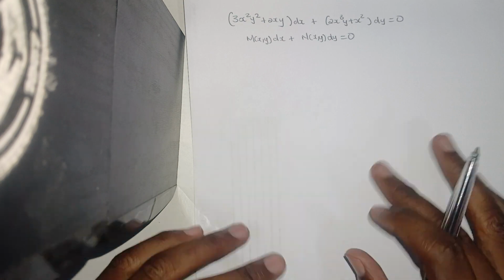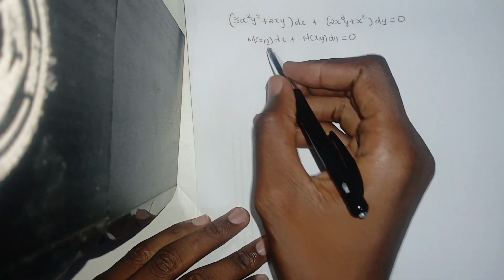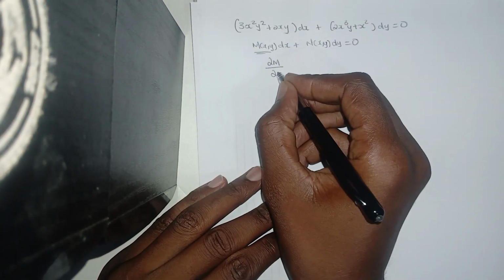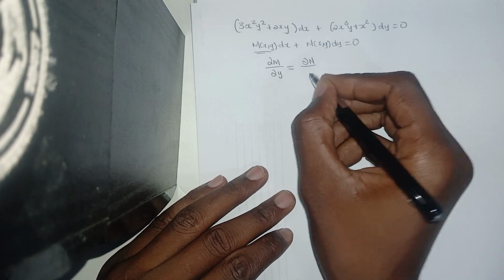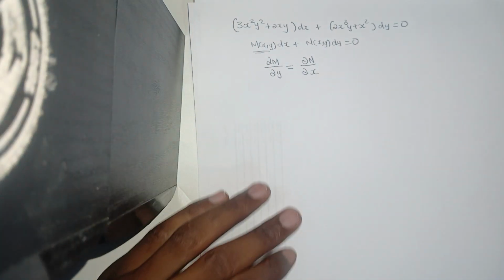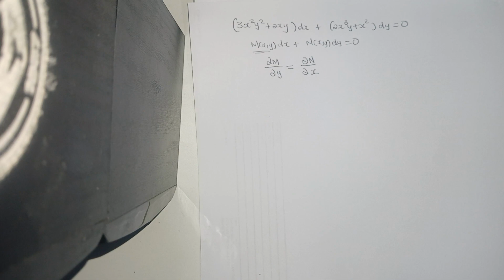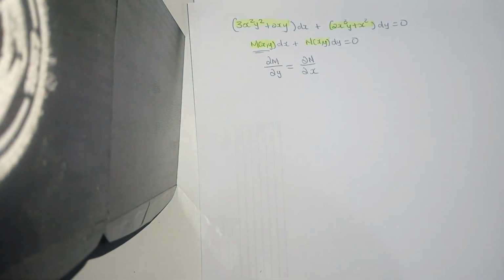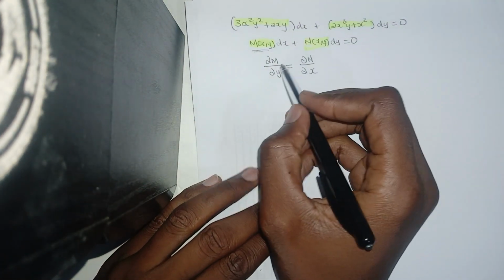Right. So now, first things first, I need to make sure that ∂M/∂y is equal to ∂N/∂x, right? So with that being said, this is this, and this is this, right? I'll try by all means to teach you guys with the knowledge of a student to a student, right? I won't make it hard for you. I'll make it so simple that you will understand it, using an easy method.